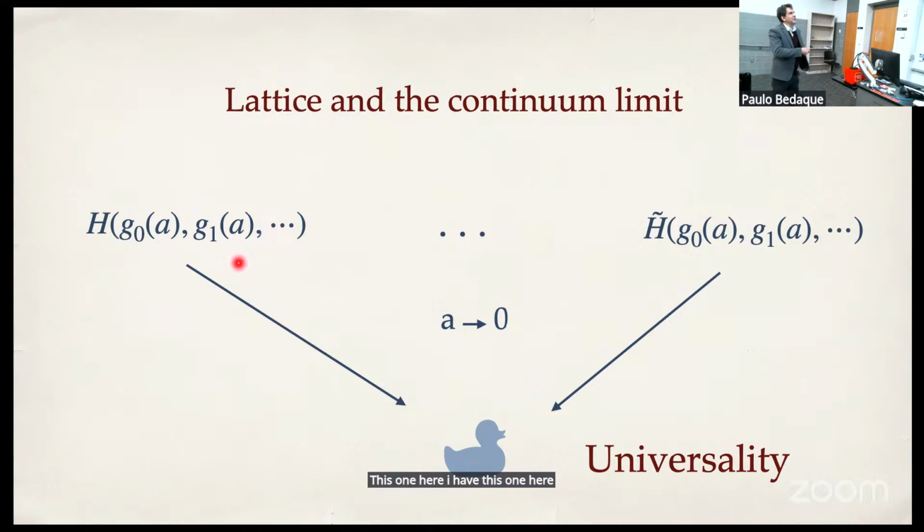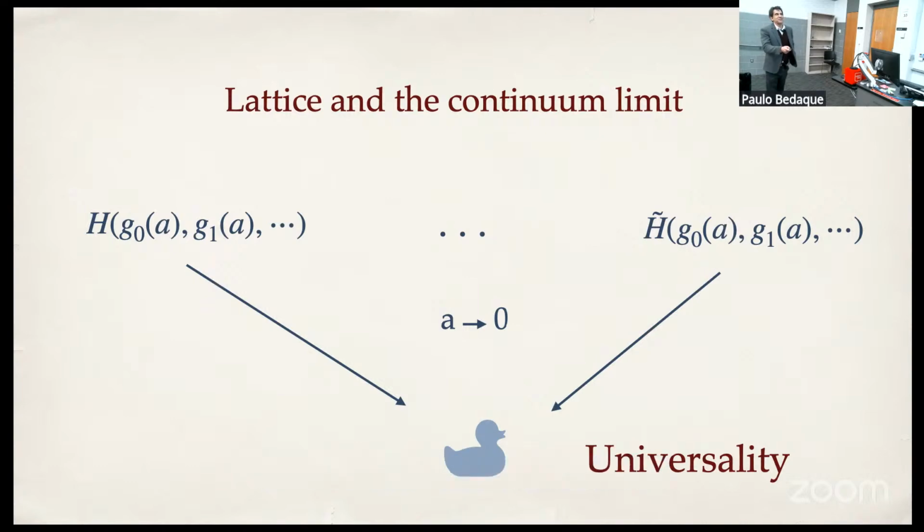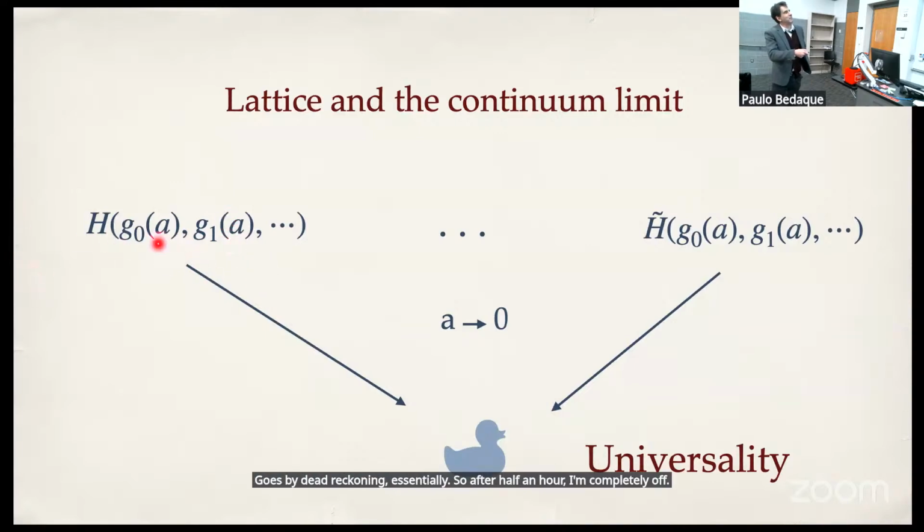The pointer is really pointing in another direction. It's just this relative direction, not natural. Relative to what? Oh, I see. Got it. It goes by dead reckoning, essentially. So after half an hour, I'm completely off. Oh, yeah, fine.